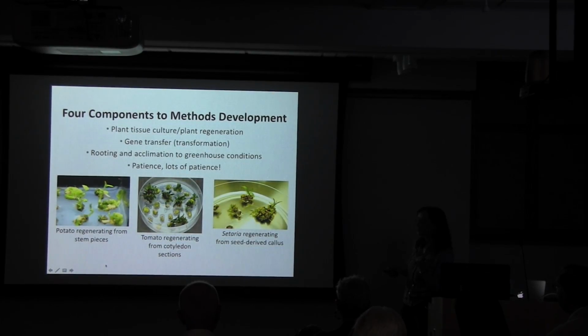Once we have a good system worked out for the plant tissue culture, then we move into the gene transfer methods. A critical part of this, and can sometimes be a stumbling block, is in the rooting and acclimation to greenhouse conditions. We, of course, work all this out before we even try gene transfer methods. And patience, lots of patience. It takes a long time to go from start to finish. And as you'll see when I talk about grape, we're sometimes working with very small plant material that we have to use a dissecting scope in order to do the work.